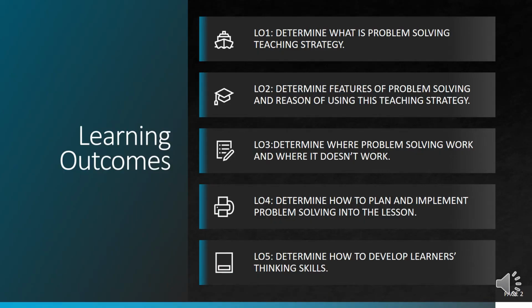So what are our learning outcomes today? The first one would be determining what is problem solving teaching strategy. The second one would be determining the features of problem solving and reason of using this as a teaching strategy. The third would be where the problem solving works and how and where it doesn't work.